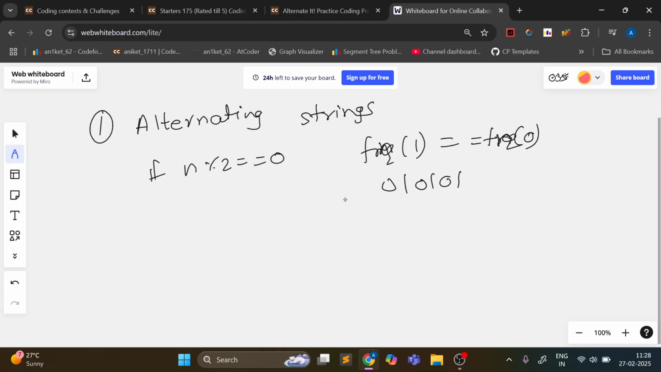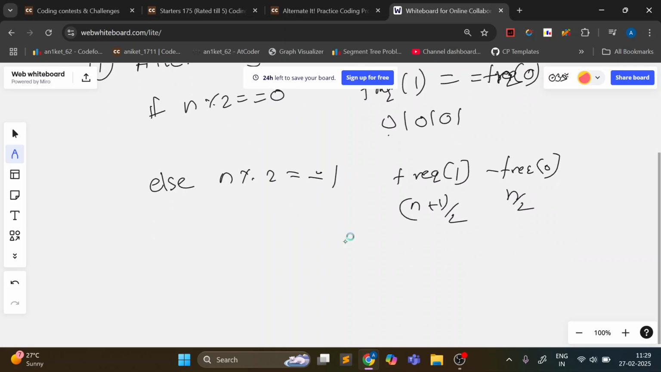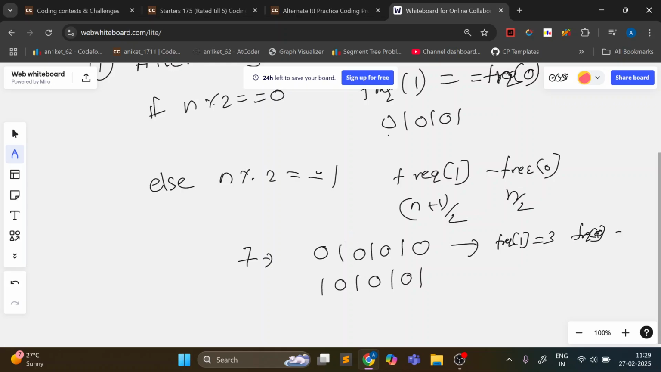So we will have to make sure that the frequency of 1 is equal to the frequency of 0 if it is an alternating string. We are not talking about order right now. We are just talking about the frequency of ones and zeros. Now, else when n mod 2 is 1, then for the frequency of 1 and the frequency of 0, one of them must be (n plus 1) by 2, and the other must be n by 2. So let's say I have an alternating string of length 7. There are two possible options, that is 0 1 0 1 0 1 0, and the other is starting from 1. So here the frequency of 1 is 3 and the frequency of 0 is 4, and here the frequency of 1 is 4 and the frequency of 0 is 3.